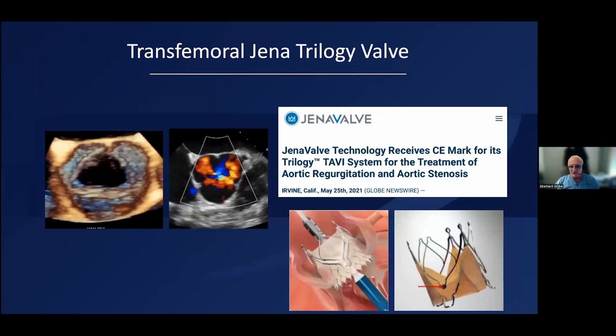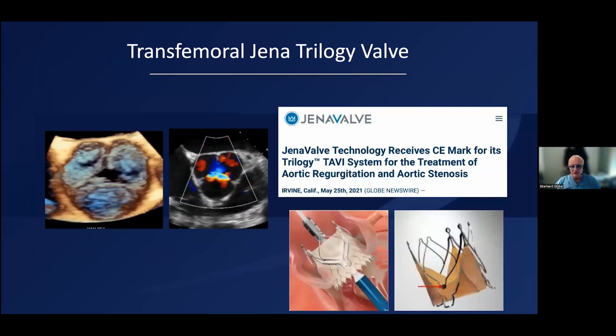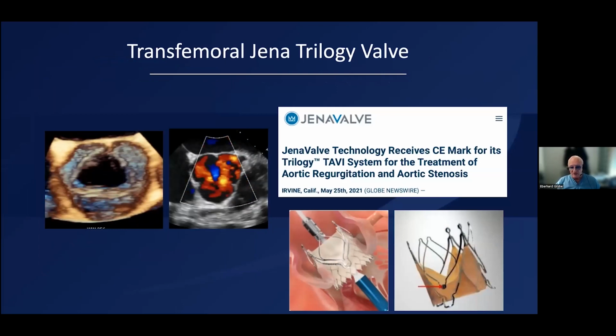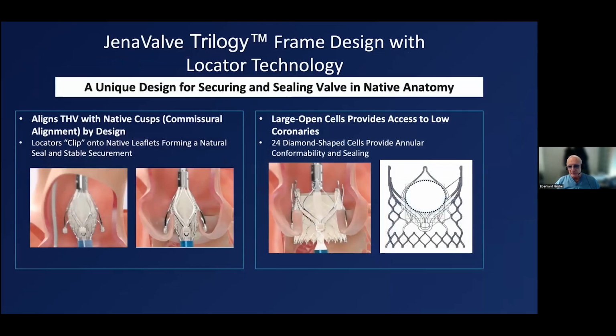The transfemoral JenaValve has been approved for aortic stenosis and aortic insufficiency in Europe. It's being used increasingly here in Europe. It does have a unique design for securing and sealing the valve in native anatomies.